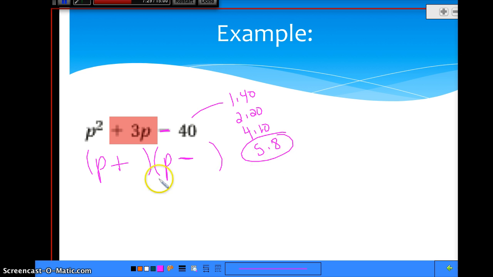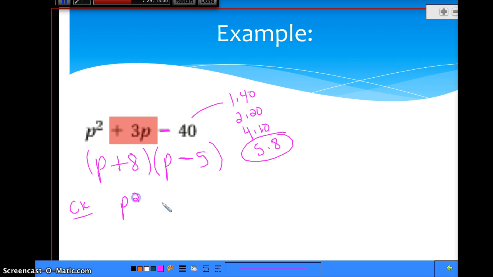Now, does it matter where I put them? Yes, it does, because this is different than this. So if you read the method you just wrote down and you remember it, the larger of the factors goes with the middle sign of the middle term. So 8 must go with the positive. If you forget that rule, don't worry about it. Just guess, put the 8, the 5, or the 5 and the 8, FOIL it, and check to see if it actually works out. If it's wrong, then switch them and check it again.